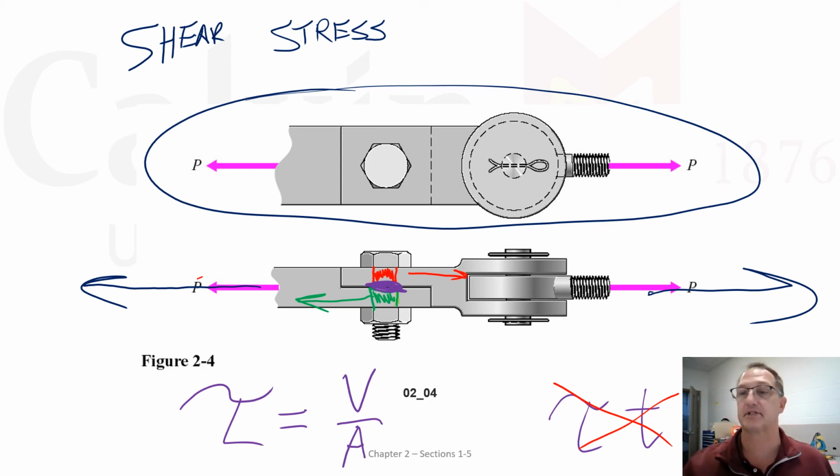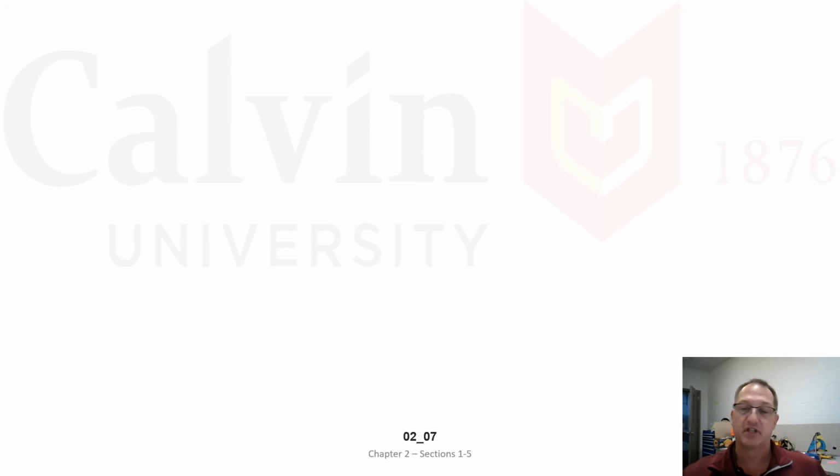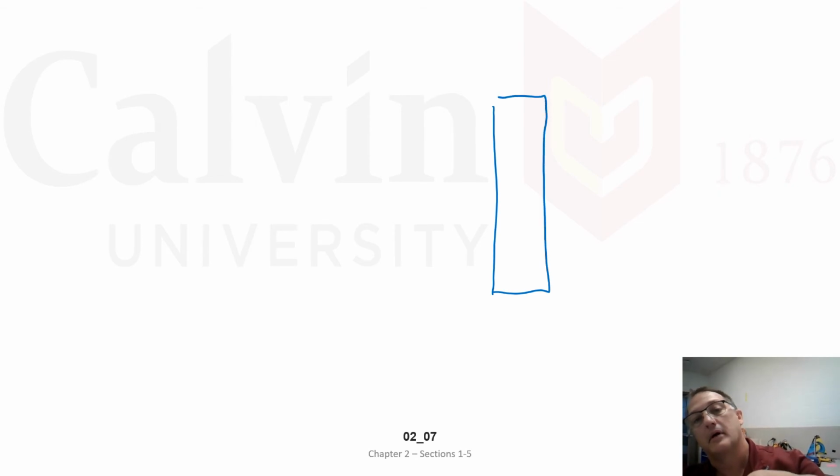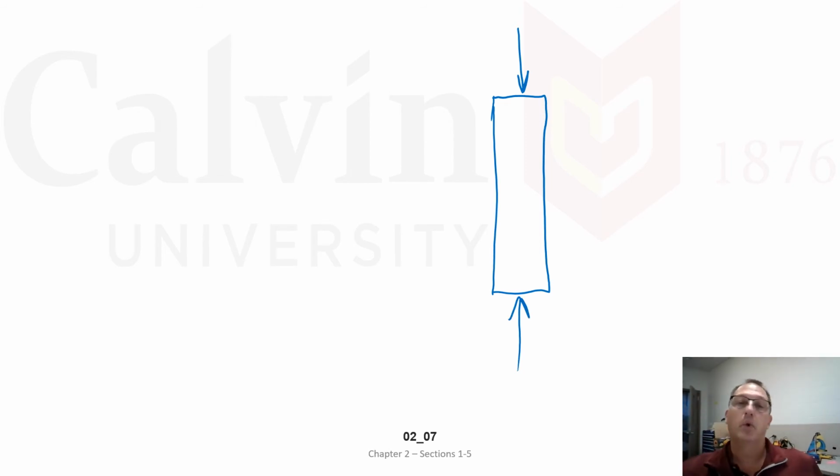Last kind of stress. Bearing stress is the last one we're going to talk about. I don't like the figure in the book, so here's my figure. We're now going to take this axial member and push on it top and bottom with a force F. And that's going to create a different kind of stress.